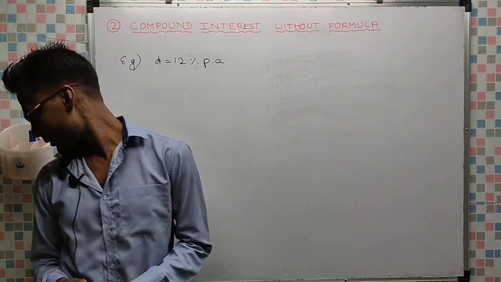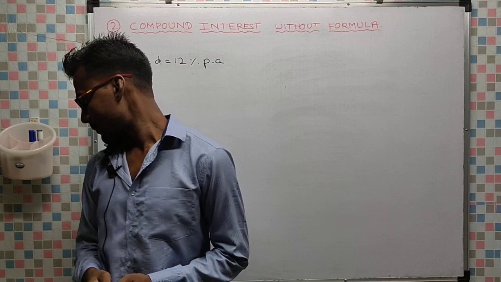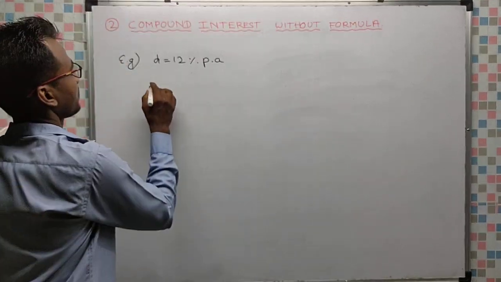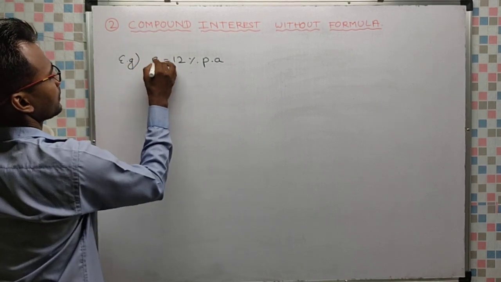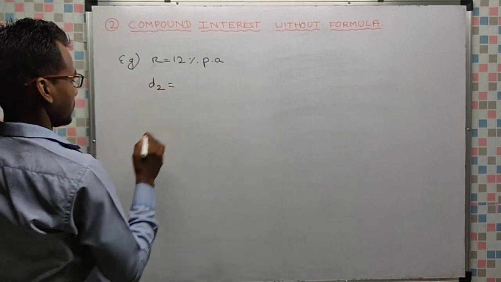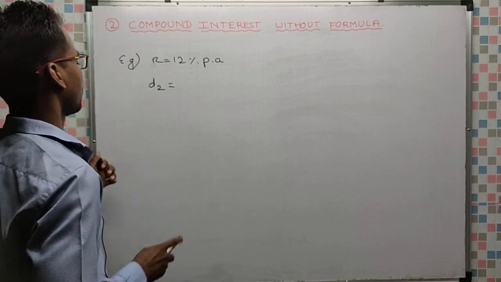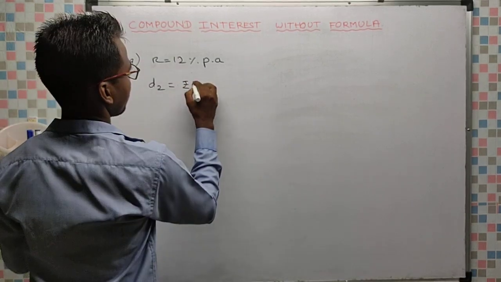Depreciation is given 12%. Find the original cost of the machine which depreciates by rupees 2640 during the second year. So this is R, rate of depreciation is 12% per annum. D2, D2 means depreciation in the second year, not 2 years, second year, is equal to rupees 2640.